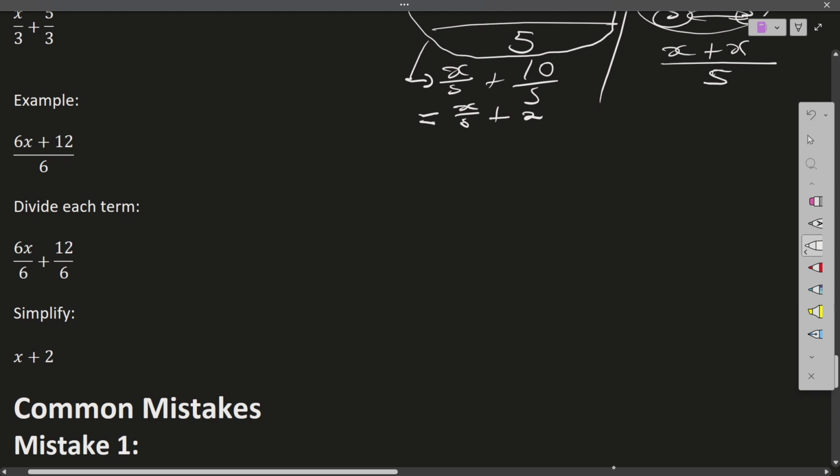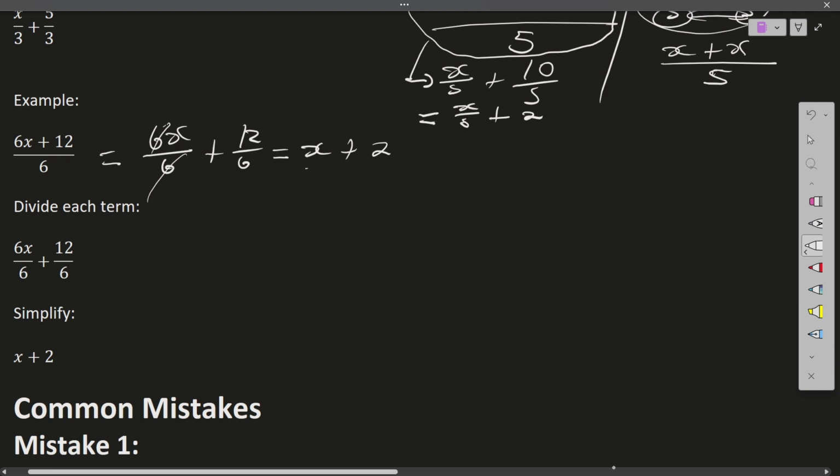6x plus 12 divided by 6. This is 6x divided by 6 plus 12 divided by 6. And yes, we can continue when we have an expression like this. Let's cancel the coefficients first. Can we cancel the variables? No. So 6 divided by 6 is basically 1, so this is just x. And then 12 divided by 6, that is basically 2.